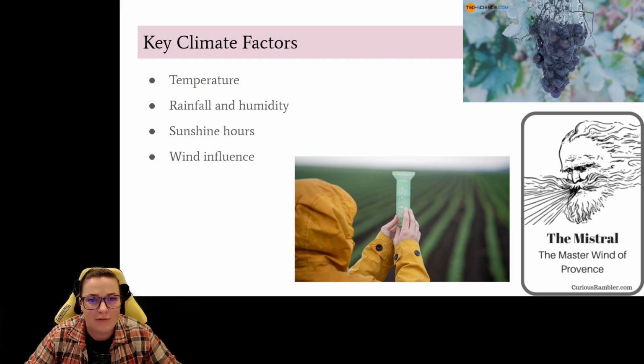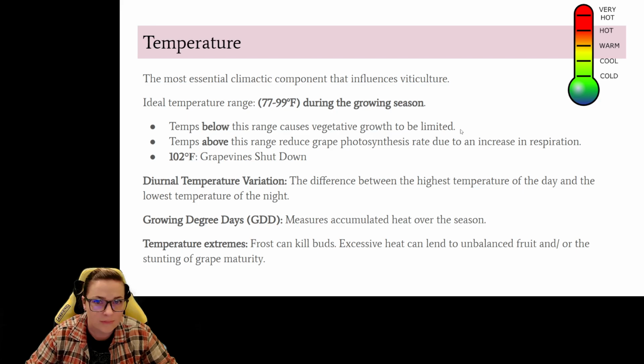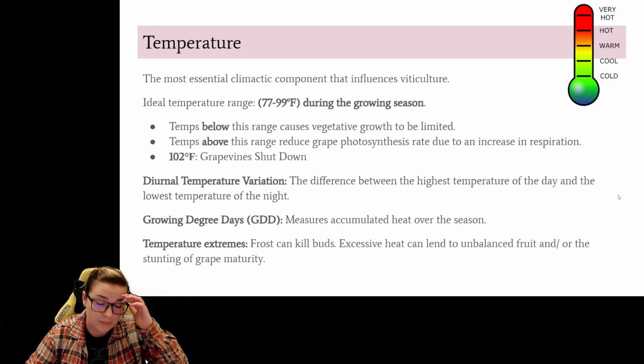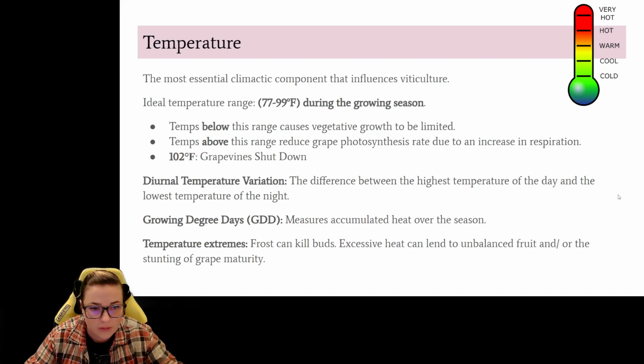So key climate factors that we're going to talk about will be temperature, of course, rainfall and humidity, sunshine hours, and also wind influence. All these things play very key roles. Okay, temperature. Temperature is one of the most important, definitely the biggest factor that influences viticulture, right? So ideal temperature range, and it depends, right? Because think of coastal versus foothills versus valley, it can be very different, right? But generally speaking, these are very general terms.